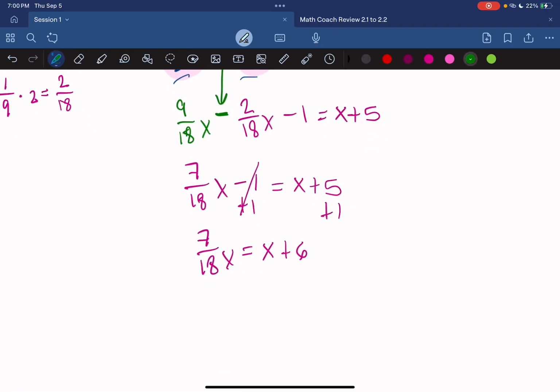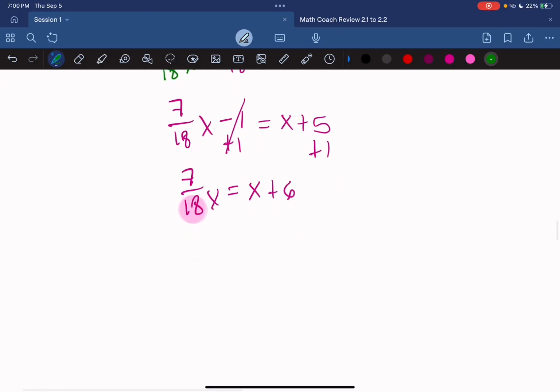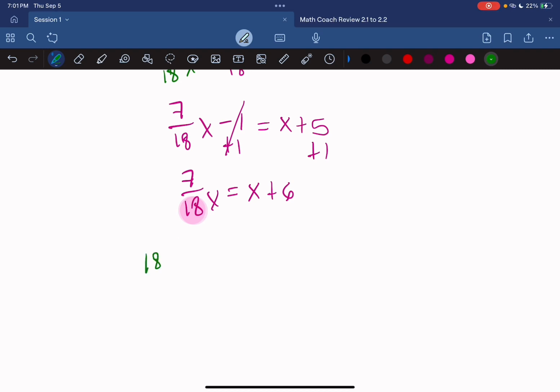So now, why don't we get rid of this fraction? And how do we get rid of a fraction? We multiply everything in the equation by the denominator so that it cancels out. Let me show you. So we would multiply everything by 18. So that would be 18 times 7/18x equals 18 times x plus 18 times 6.